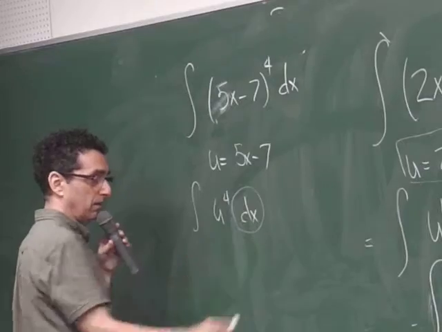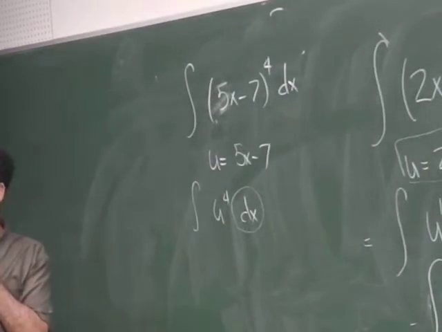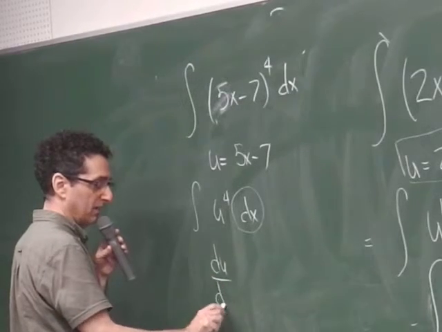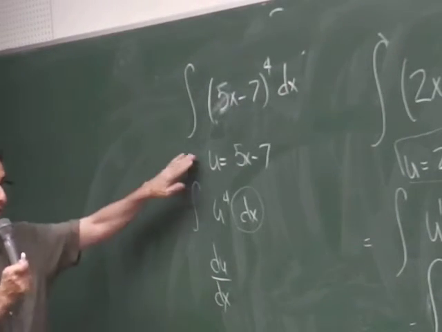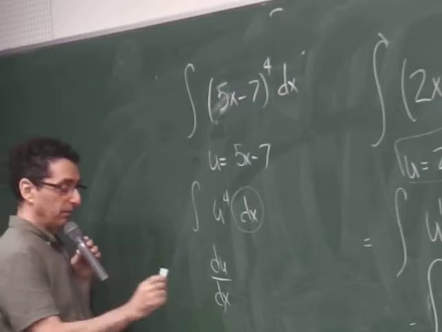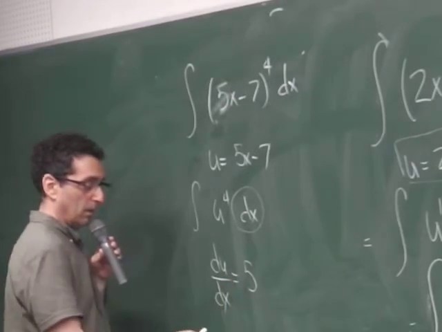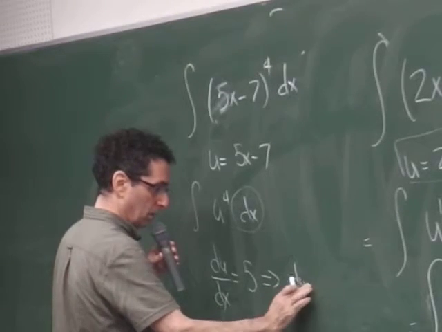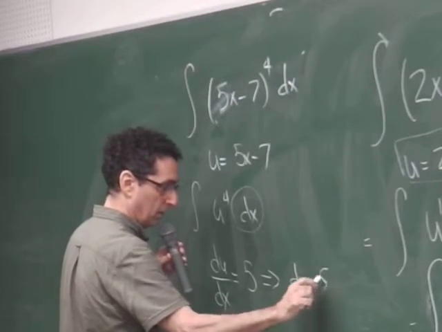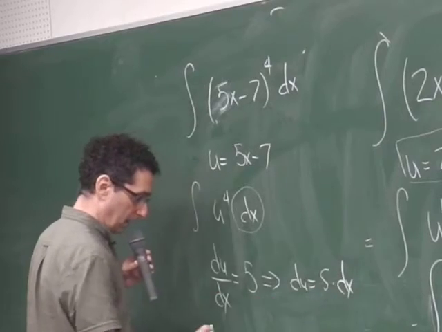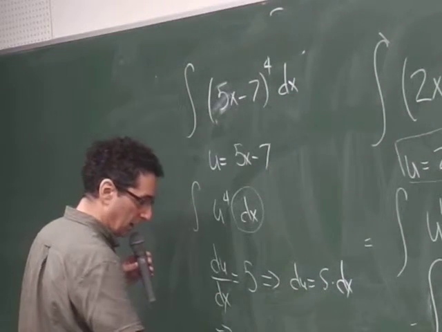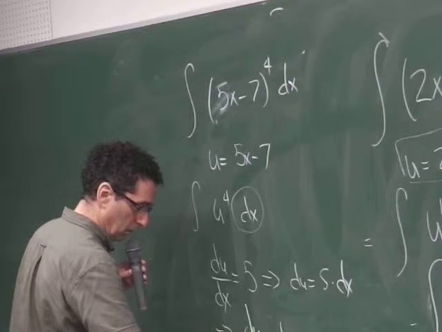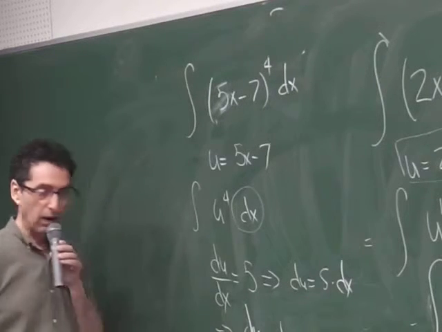This is no good. Right? So then we calculate du/dx from here. And what do we get? 5. And that means that du equals 5 times dx. And that means that dx equals du over 5. Right?